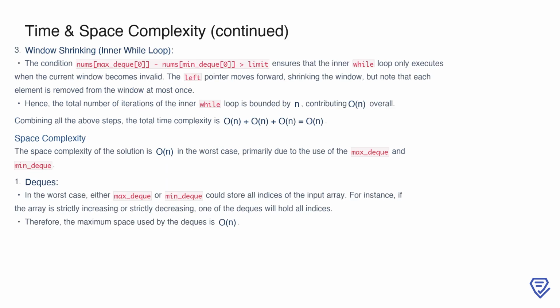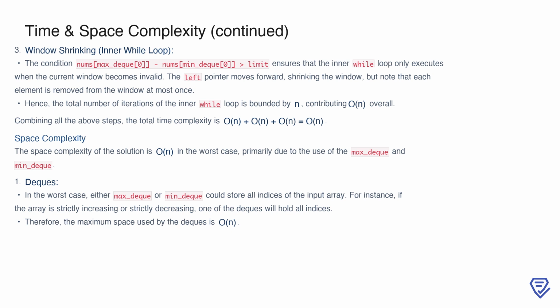Next, we examine the inner while loop, which is responsible for shrinking the window when the absolute difference between the maximum and minimum values exceeds the given limit. The left pointer moves forward to make the window valid again, and just like the right pointer, each element is processed at most once. The total number of iterations of this while loop is therefore also bounded by n, contributing another O(n) to the time complexity. When we combine all these steps, the outer loop, deque operations, and the window shrinking process, the total time complexity becomes O(n) plus O(n) plus O(n), which simplifies to O(n).